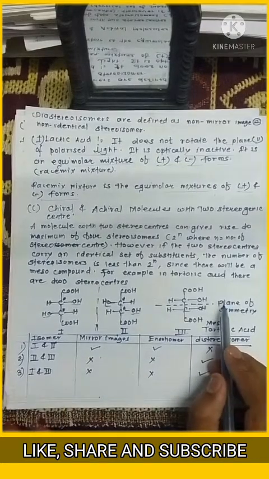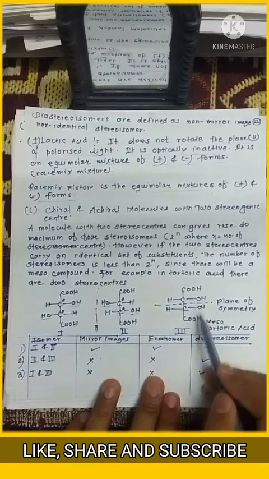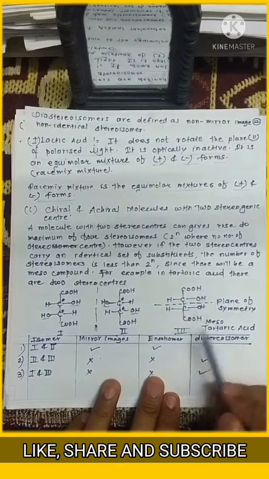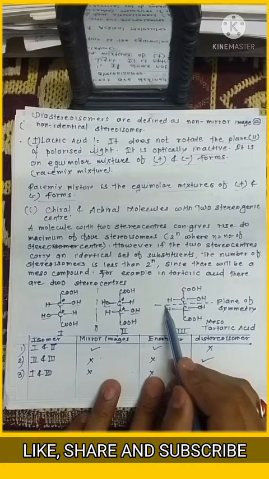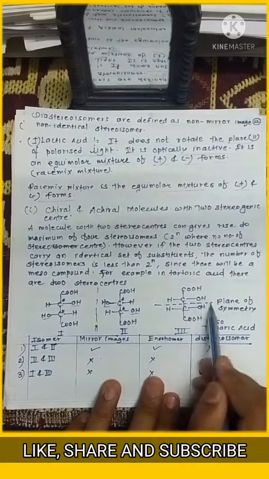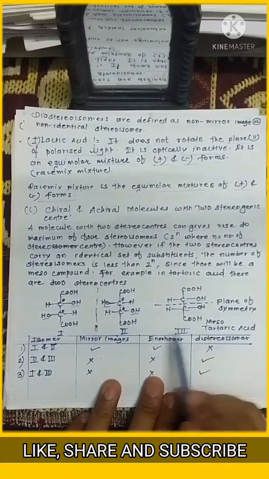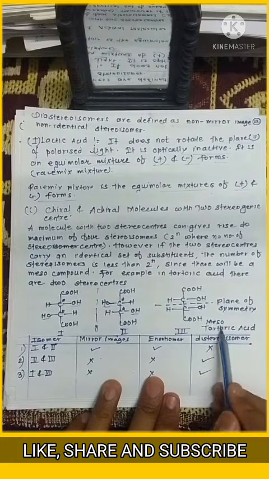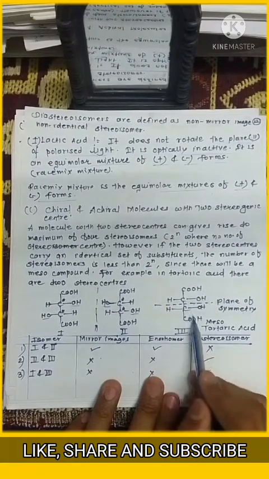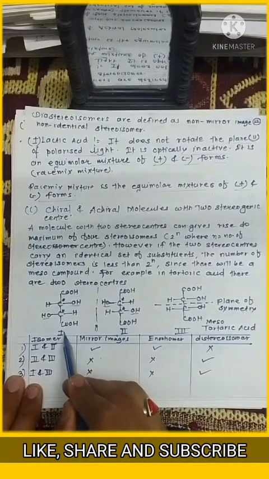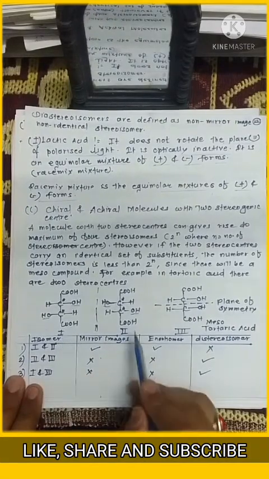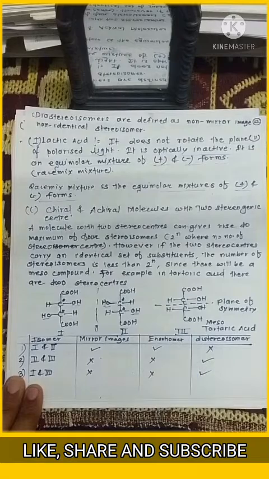Now just see the third form of tartaric acid. In this form we can clearly see that there is a presence of a plane of symmetry, and it is known as meso tartaric acid, which is optically inactive. Now just see, this is denoted by structure 1, this is structure 2, and this is structure 3.